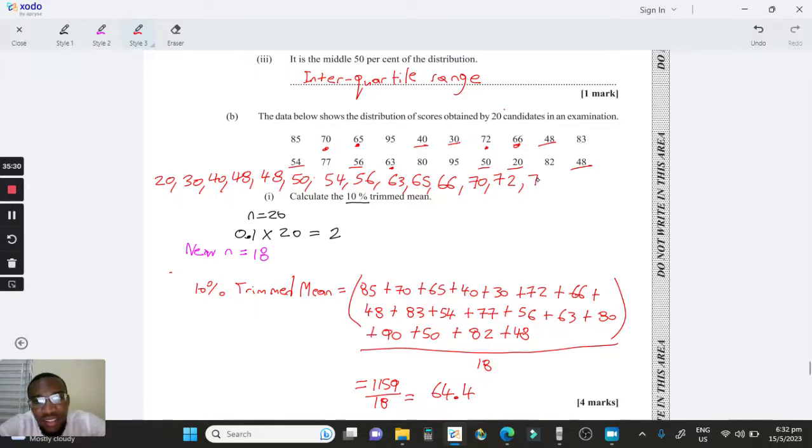I see 77. We're into the 80s now. We have 80. Then we have 82. Then we have 83. Out the way. Then we have 85. Out the way. What's left? 95, 95. Just those two. So 95 and 95. So 1, 2, 3, up to 20.